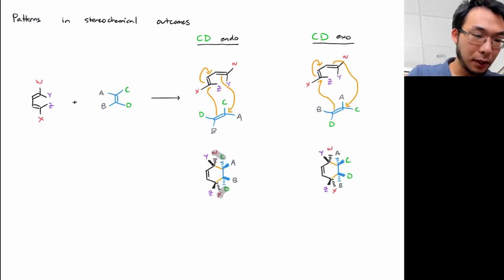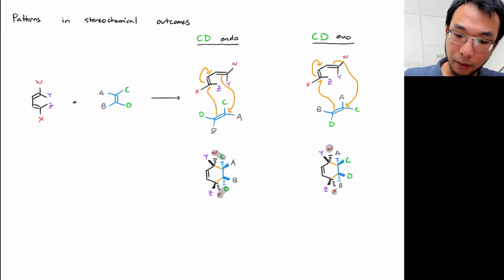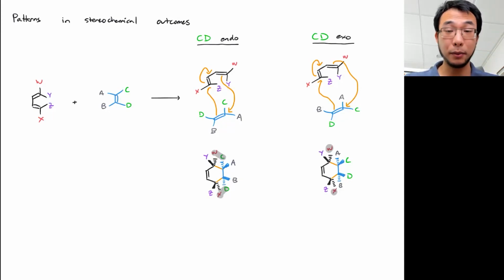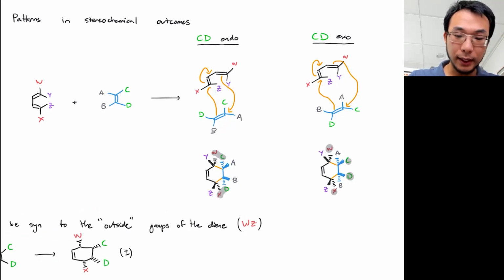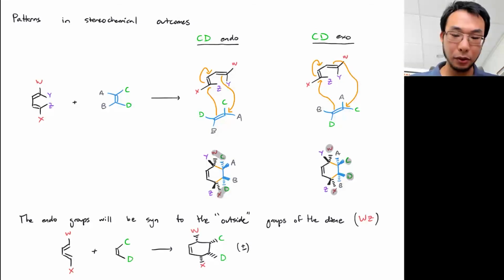where now, if we look at the W, X, C, and D groups, we should be able to see that W and X are always permanently syn to each other, but W-C and W-D are going to be anti to each other, and X-C and X-D are also anti to each other. So I know looking at that seems like way too many things going on, but really it probably is easiest to just distill this all down into a simple rule here, which is what I use.